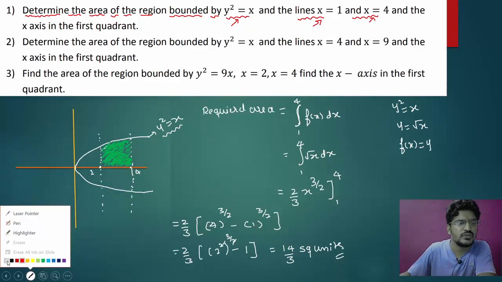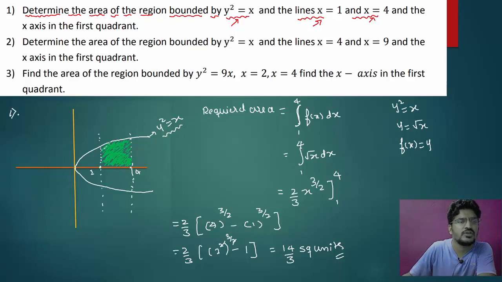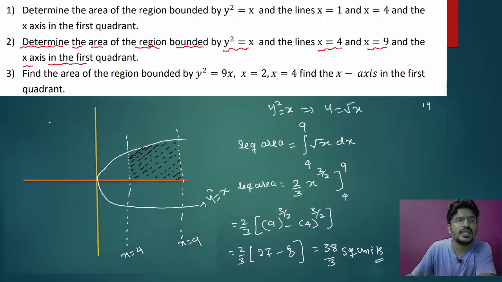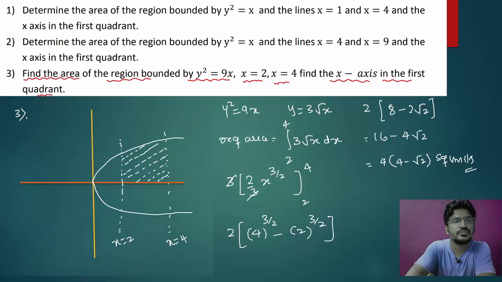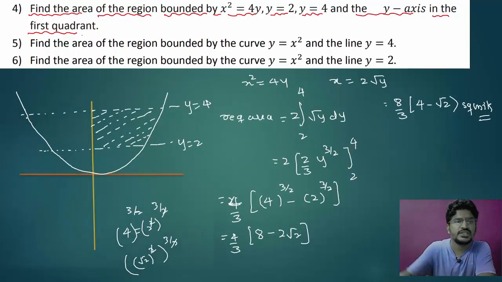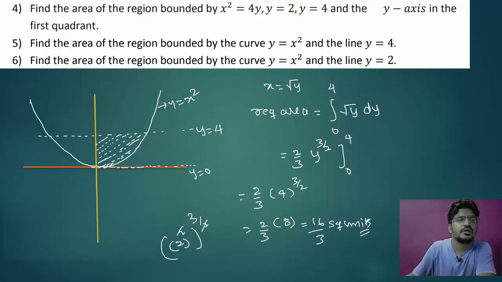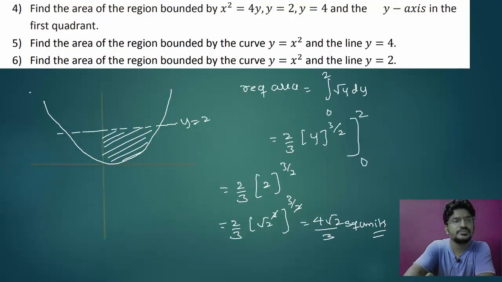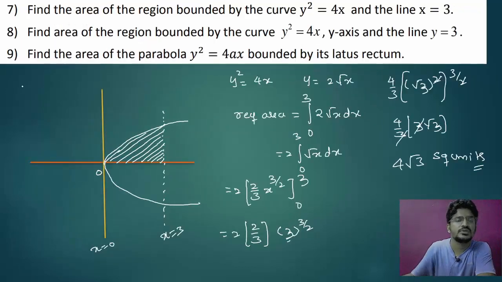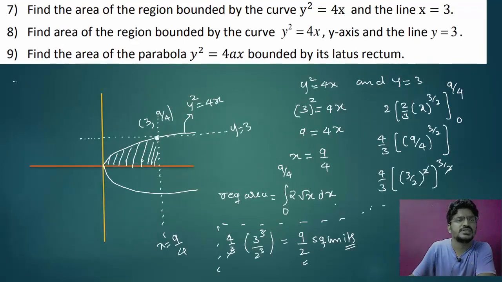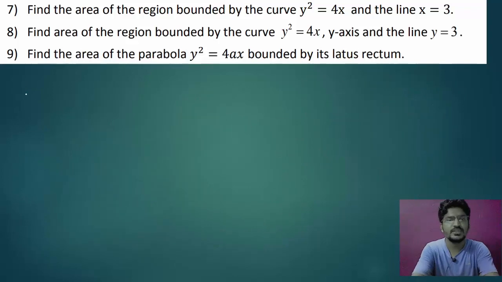So here you can see, this was our first problem, and the second problem, and this is the third problem. This one is the fourth problem, and this is the fifth problem. We have gone to the sixth problem, and this is the seventh, and this is the eighth. So we have gone through 8 problems.